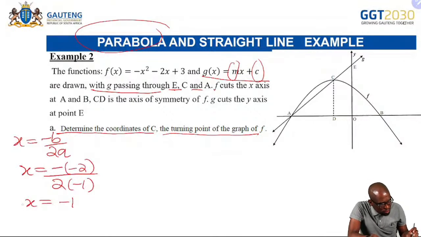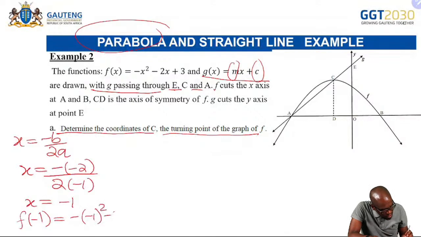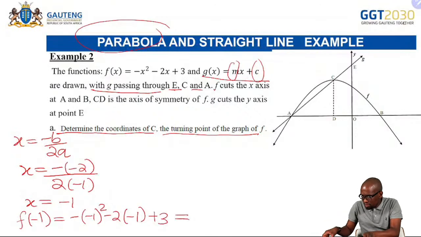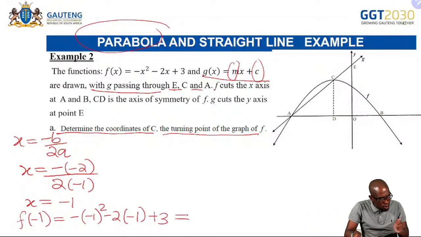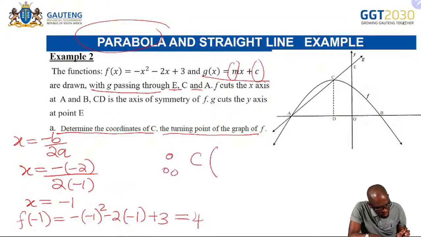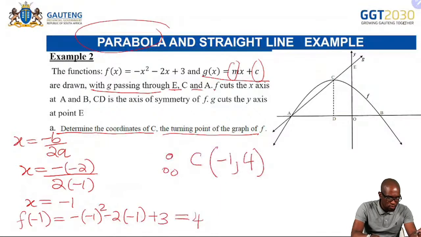Now, obviously, if we want to find y, we are going to substitute -1 into the original equation. So this is negative into -1 squared minus 2 into -1 plus 3. This will simplify to, if you put that in the calculator, you should be getting 4, because this would be -1 plus 2 plus 3. That would be 4. Therefore, the coordinates of C would be given by -1 and 4.